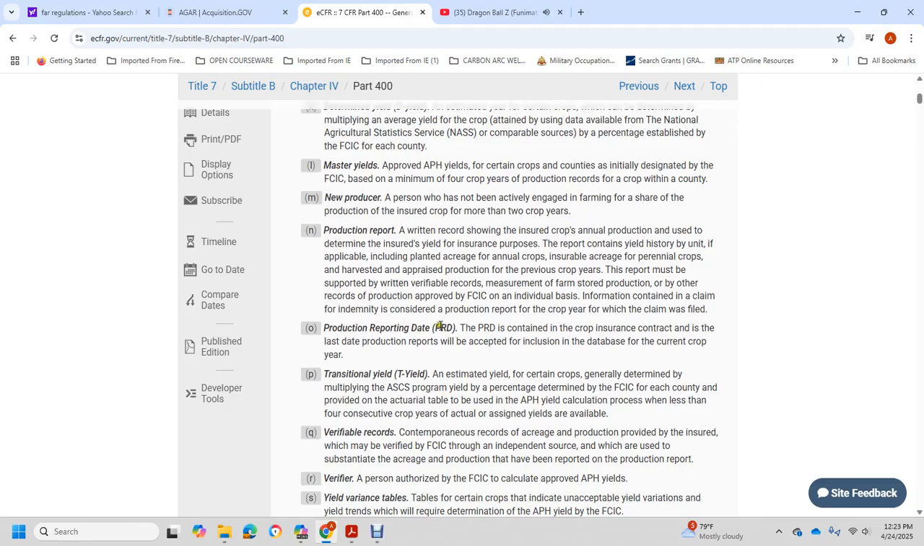The production report date, the PRD, is contained in the crop insurance contract. It is the last date production reports are accepted, except for the inclusion of the date as the database for the current crop year.